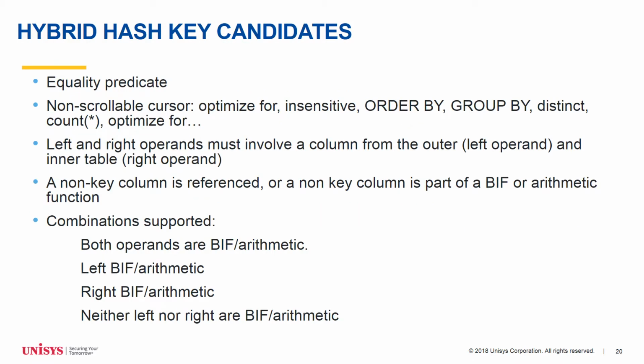Hybrid hash is only applied when joining two tables and the result is non-scrollable. A non-scrollable cursor always moves sequentially forward in the result table. The hash join predicate must be an equality predicate that involves a non-key column, or the non-key column must be referenced in the arithmetic or built-in function.